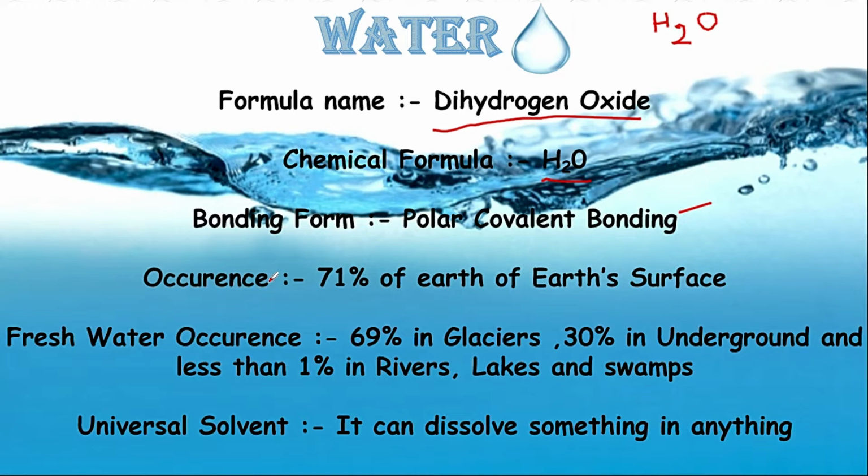It means water occupies 71% of Earth's surface, but less than 4% is freshwater. And freshwater occurrence is 69% in glaciers, 30% underground, and less than 1% in rivers, lakes and swamps. Here glaciers are found mostly in Antarctica, 30% underground, 1% in the rivers, lakes and swamps.